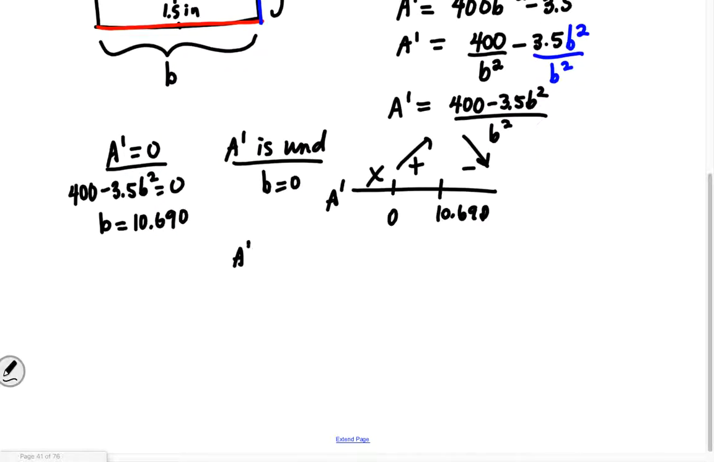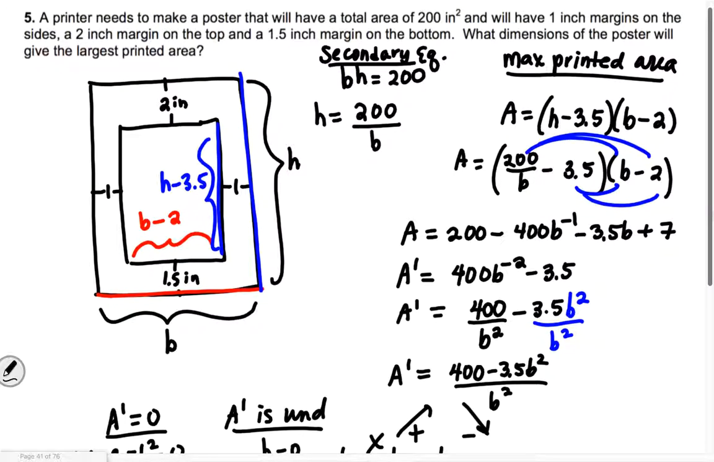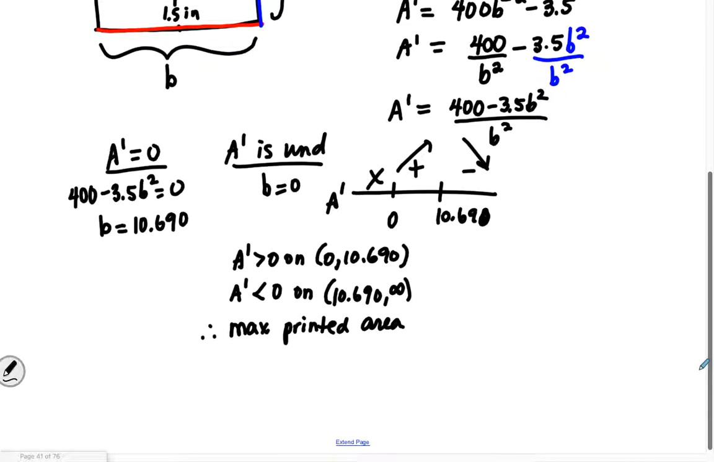Okay, so we quickly write a prime is greater than 0 on 0 to 10.690 to please the AP graders. I can't remember what you guys called them the other day, but you had some kind of word. The master overlords, yes. All right, so that means that there's a maximum. Max printed area. And it's probably asking for the dimensions again, right? So what dimensions of the poster?